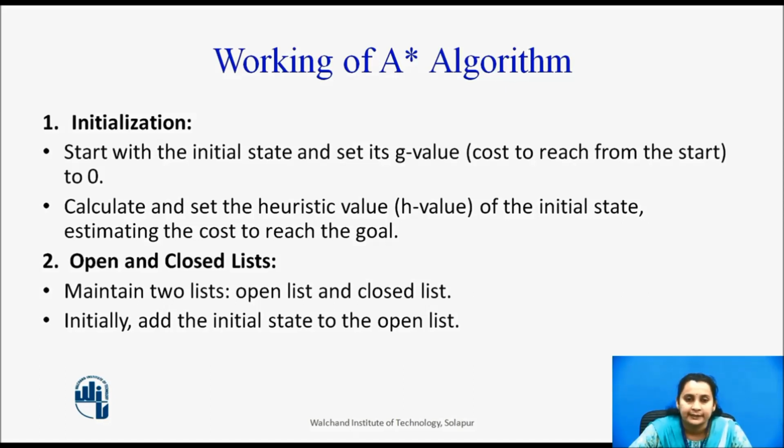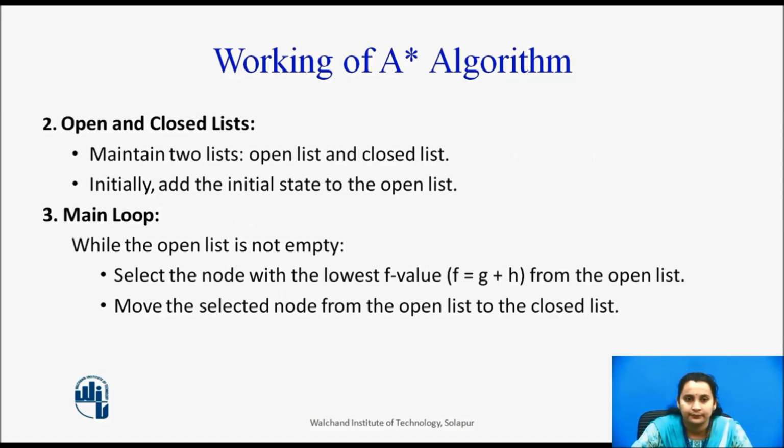Open and closed list. Here we are maintaining two lists. First is the open list and second is the closed list. Initially add the initial state to the open list. Initial state means the first source node, we are adding it in the open list.